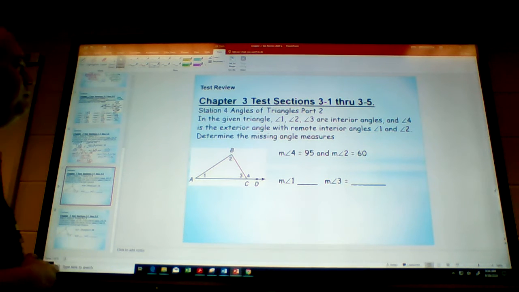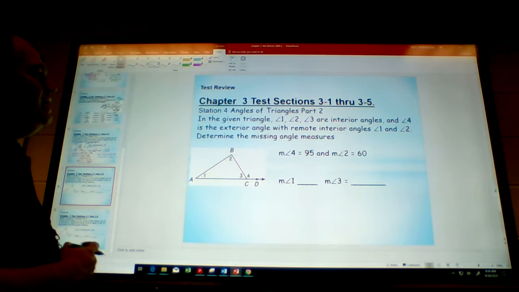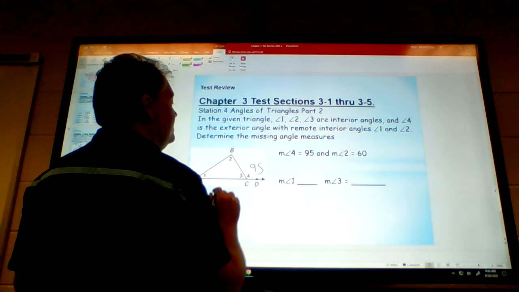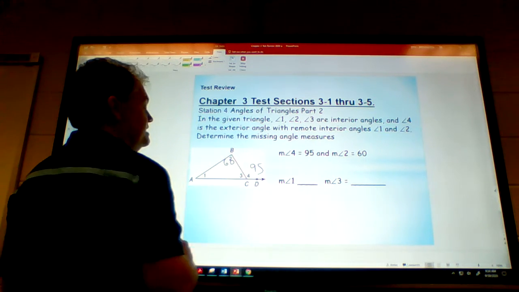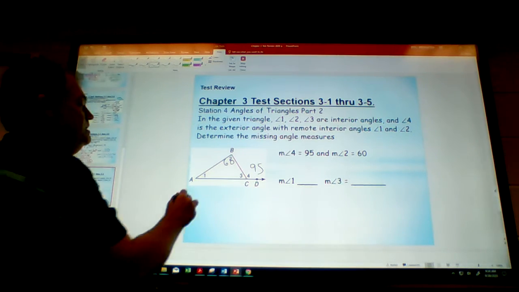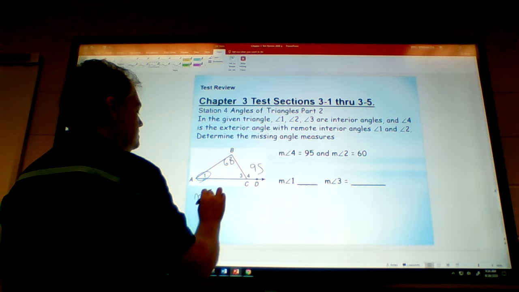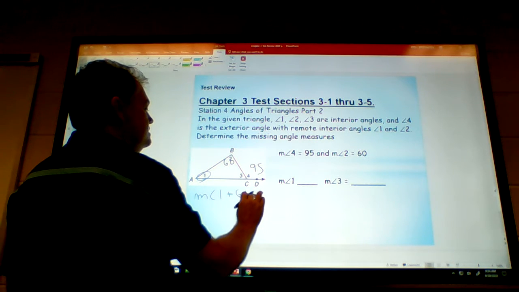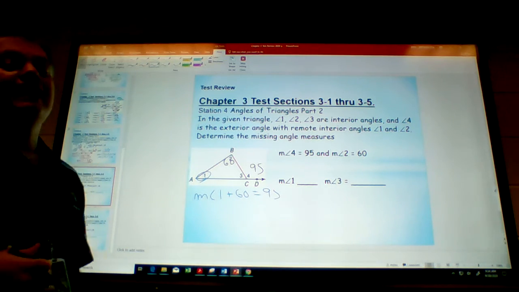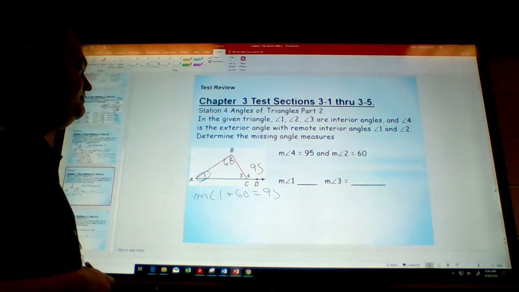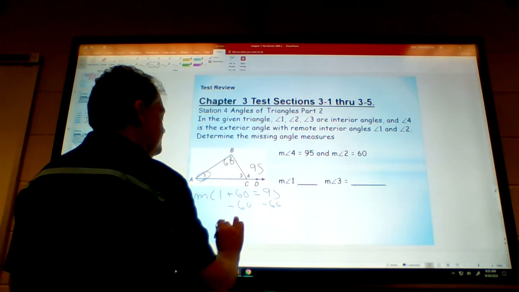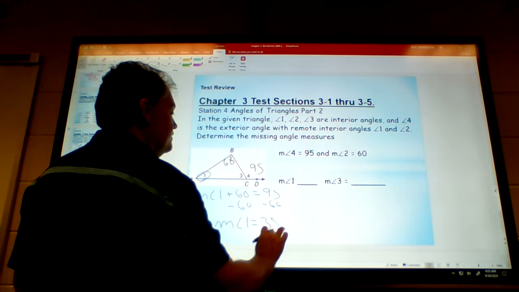All right, let's do a couple more, because that's all we have. All right, let's fill in what we know. We know that angle 4 has a measure of 95, and that angle 2 has a measure of 60. All right, now, as far as angle 1 goes, remember, the measure of angle 1 plus 60 equals 95, because the remote interior angles 1 and 2 will add up to equal the exterior angle, which is 95 degrees. So then that means I subtract 60, and the measure of angle 1 equals 35 degrees.